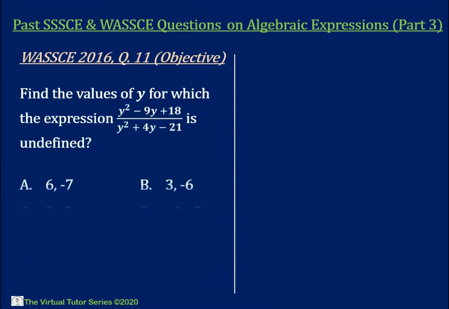WASSCE 2016 Objective Question 11. Find the values of y for which the expression y squared minus 9y plus 18 all over y squared plus 4y minus 21 is undefined. Here is the solution. The given algebraic fraction is undefined if the denominator, or y squared plus 4y minus 21, is equal to 0.